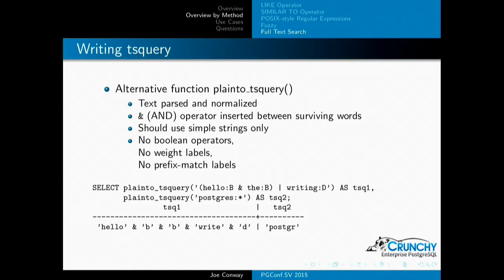So you should really use simple strings only. It doesn't support Boolean operators. It doesn't support weight labels. It doesn't support prefix matching. So if I take that same query I was looking at before, the same two, and look at the result of using plainto_tsquery, you'll notice that I get hello, but I also get the B that I was trying to use as a weight label, as a search term, and I get another B. The word the is gone because I did normalize, so I removed the stop word, but everything got combined with ANDs. And in the case of my attempt to use a prefix, that just got stripped off entirely.